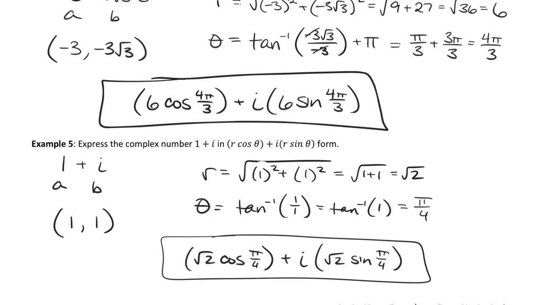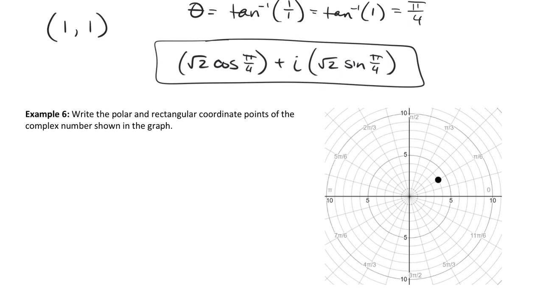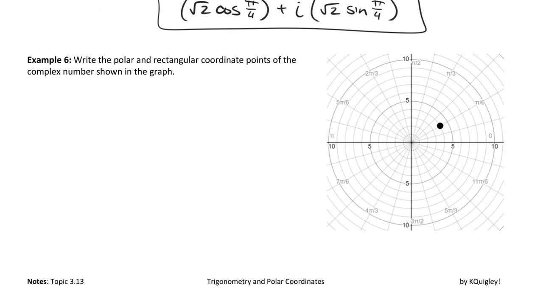Right, in this last example, we're going to write the polar and rectangular coordinate points of the complex number shown on the graph. So we're starting with needing to read the polar graph. So question, if I was asking you what this location was, what radius are we at? 4. What angle are we at? Cool, so the polar coordinate is 4 comma pi over 6. And just to make sure you understand, we're gonna put a little arrow and say, that's polar. Which again, remember, that means this is r, this is theta.